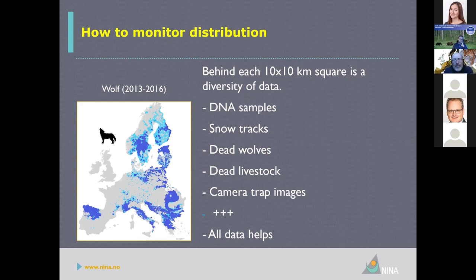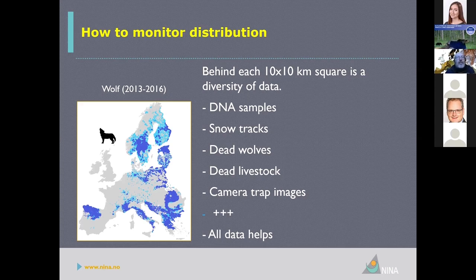In some places, it might be DNA samples. In some cases, it'll be tracks in the snow. Many other ones will be dead wolves, it could be dead livestock, it'll be camera trap images, and many other types of data. So when we work on distribution, we tend to combine pretty much any source of verifiable information about the species and presence.